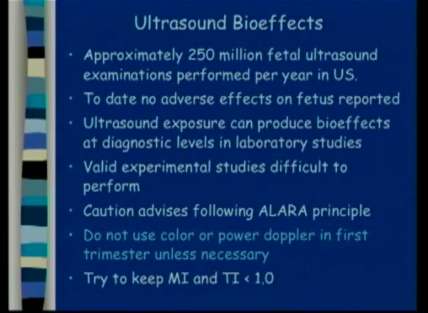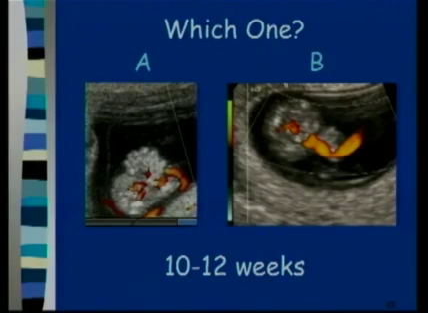So, we leave you with caution, advising us to use the ALARA principle, which we use for radiation, which is as low as reasonably achievable. So we do not use color or power Doppler in the first trimester unless it's absolutely necessary, and we try to keep our MI and TI below 1 if we can for as long as the study.